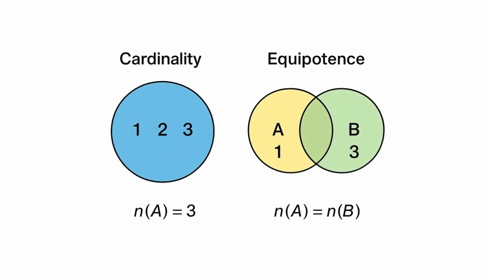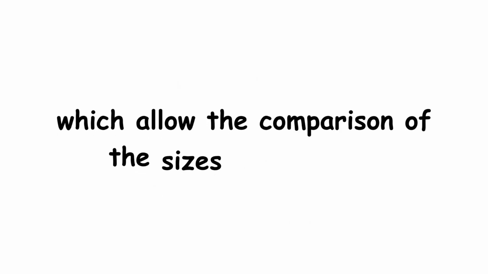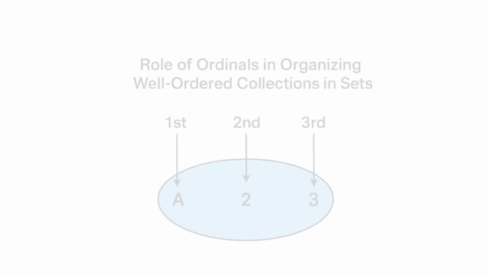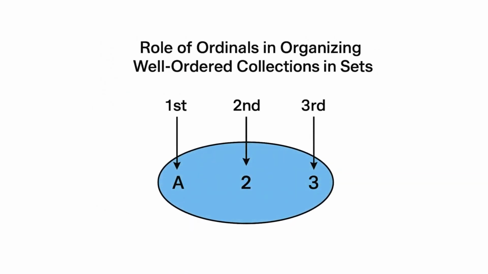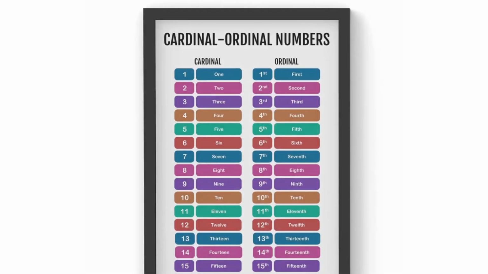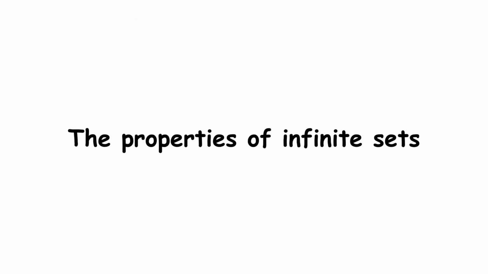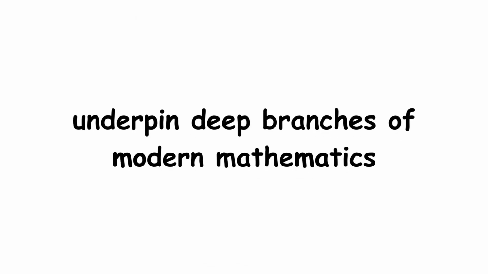At more advanced levels, set theory addresses equipotence and cardinality, which allow the comparison of the sizes of infinities, as well as the role of ordinals in organizing well-ordered collections. Concepts such as the axiom of choice, cardinal and ordinal numbers, and the properties of infinite sets underpin deep branches of modern mathematics.